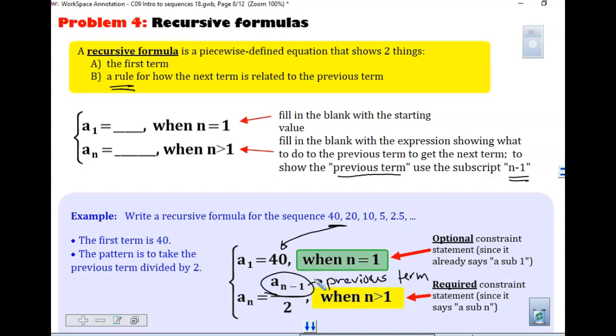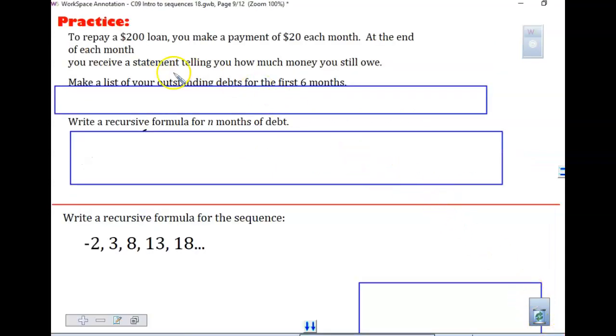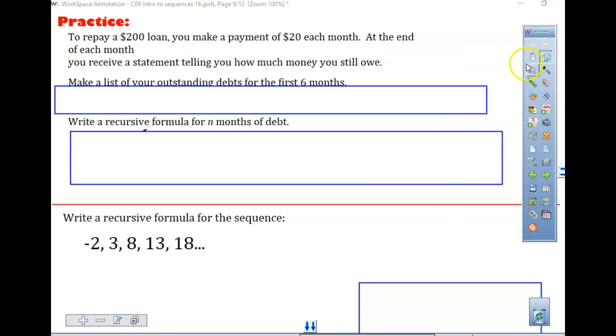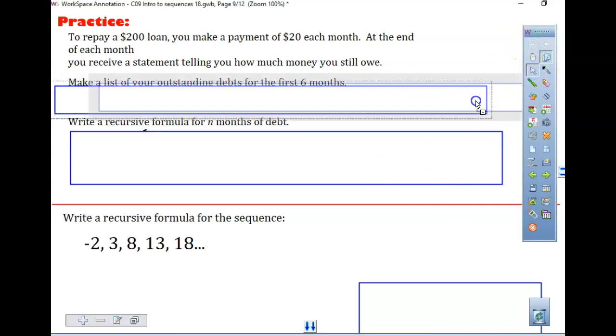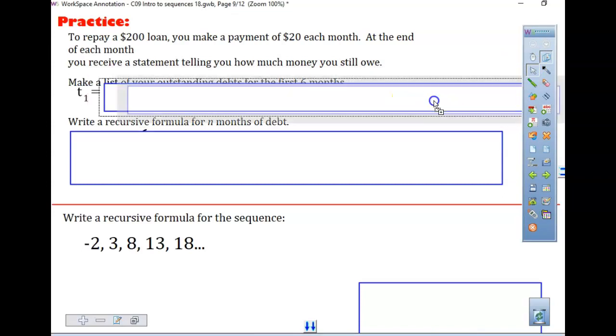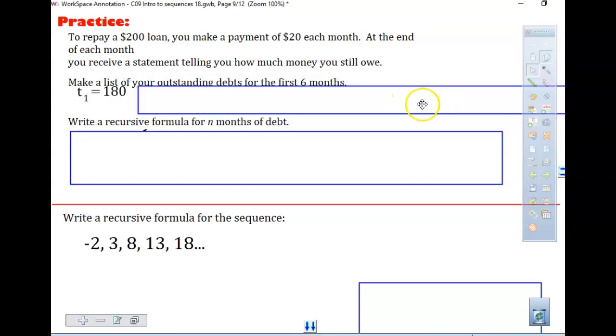So top of the next page, this is a lot of vocabulary. It says you are going to repay a $200 loan, and you're going to make a payment of $20 each month. You're going to receive a statement telling you how much you owe. So the bank is going to say, okay, how much do you owe? You had $200. After your first payment, how much do you have left to pay? After your first payment, T sub 1, we have 180. So you need to start with T sub 1 equaling 180.